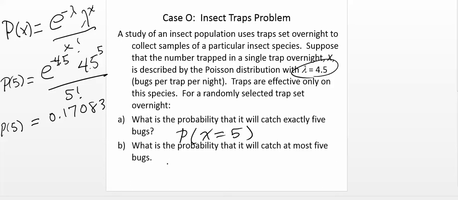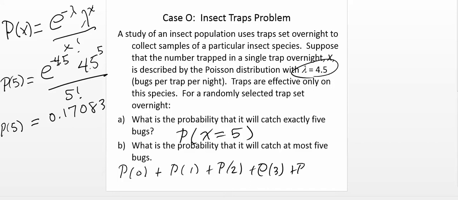And so we have our value, that probability that the function is exactly equal to 5. Well, in part B, we're asked what's the probability that a trap will catch at most 5 bugs. So when I say at most, what are the possibilities? It may catch 0, 1, 2, 3, 4, or 5. Wow, that's a lot of work. Calculating that probability each time is going to be a bit tedious, especially with this relatively complicated formula.